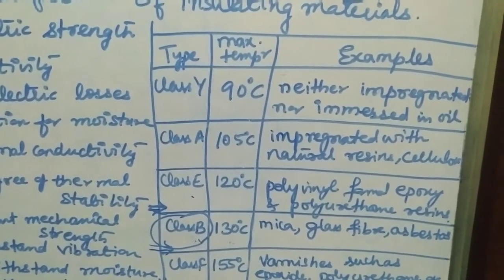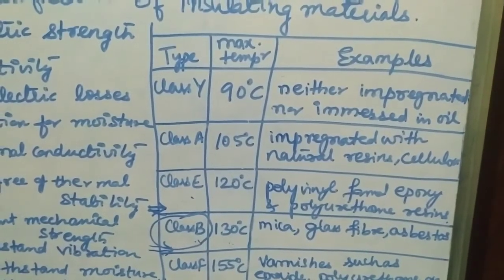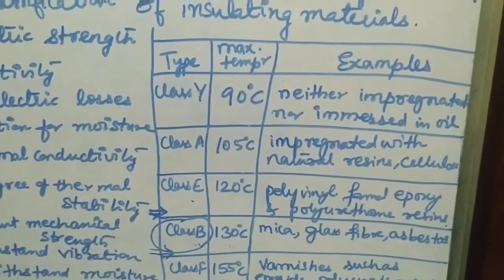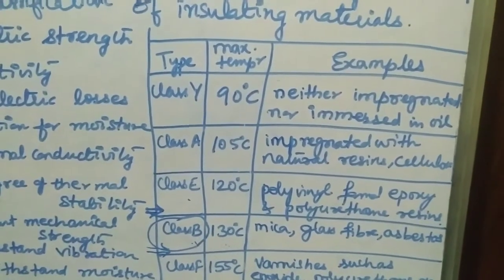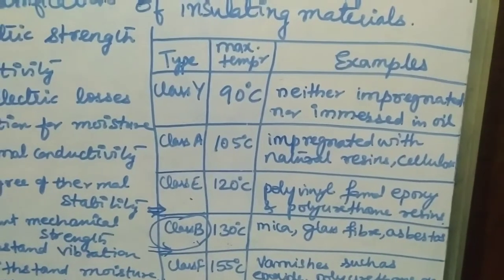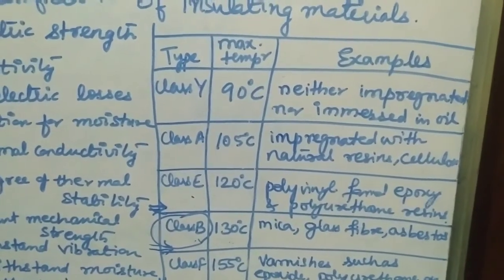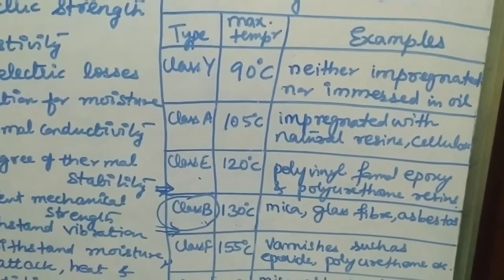Next, coming to class E. Class E will be, again, enameled wire insulations on a base of polyvinyl formal, epoxy and polyurethane resins. So molding powder plastics on phenolic formaldehyde, etc. These are the examples for class E. So a little bit of standard examples you need to mention in class E.